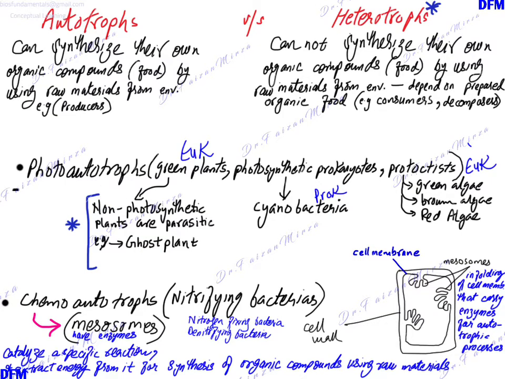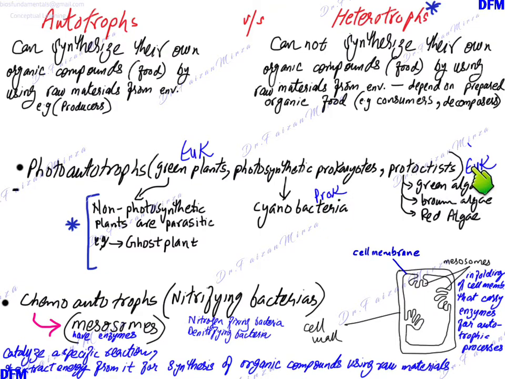Autotrophs, which can synthesize organic compounds from raw materials in the environment, can be categorized as photoautotrophs or chemoautotrophs. Photoautotrophs use light energy to turn raw materials into the compounds that they need, sugars and amino acids and proteins and lipids. These include green plants and eukaryotes. Photosynthetic prokaryotes include cyanobacteria, it's a prokaryote.